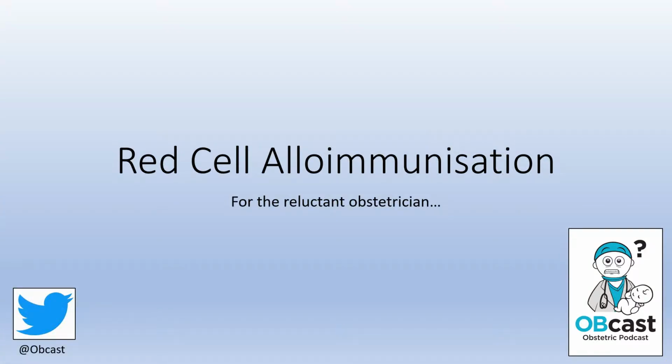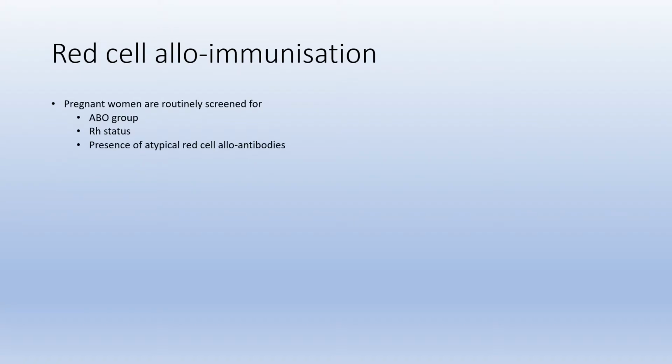The topic for today is going to be red cell alloimmunisation, and I think it's important we have a good understanding of the basics of this condition, as its prophylaxis and preventative measures are commonly done by a lot of doctors. Now, in pregnancy, women are routinely screened for their ABO group, their rhesus status, and also they're screened for any atypical red cell allo antibodies, and we'll talk about what some of those are shortly.